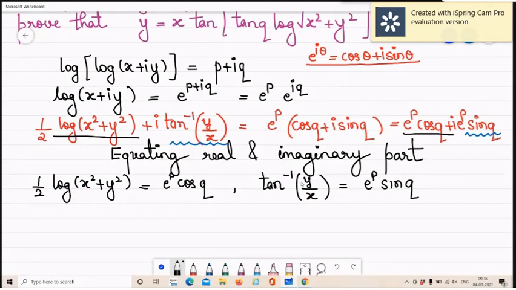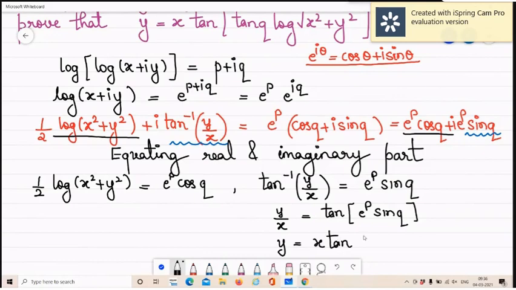In the proof that is written above, I have written y equal to x tan. We will start with the imaginary part. Why? Because you can see y equal to x tan is there. So here I am going to take the imaginary part. So what will happen here? y by x is equal to tan inverse goes to the other side. So from here I am getting y equal to x tan of e raised to p into sin q.